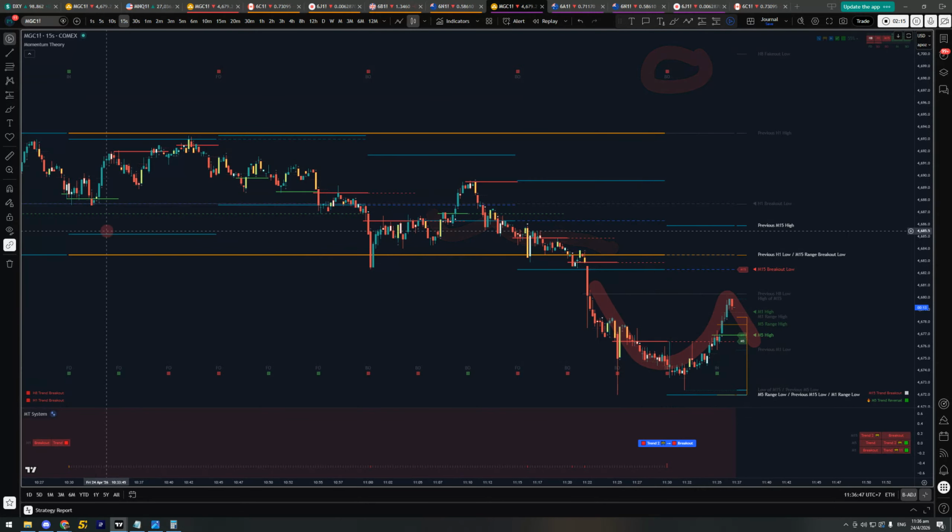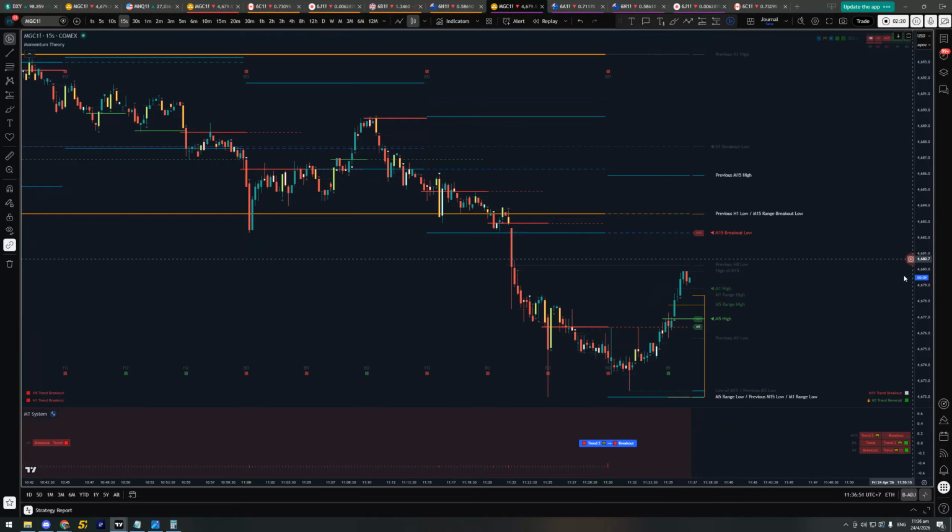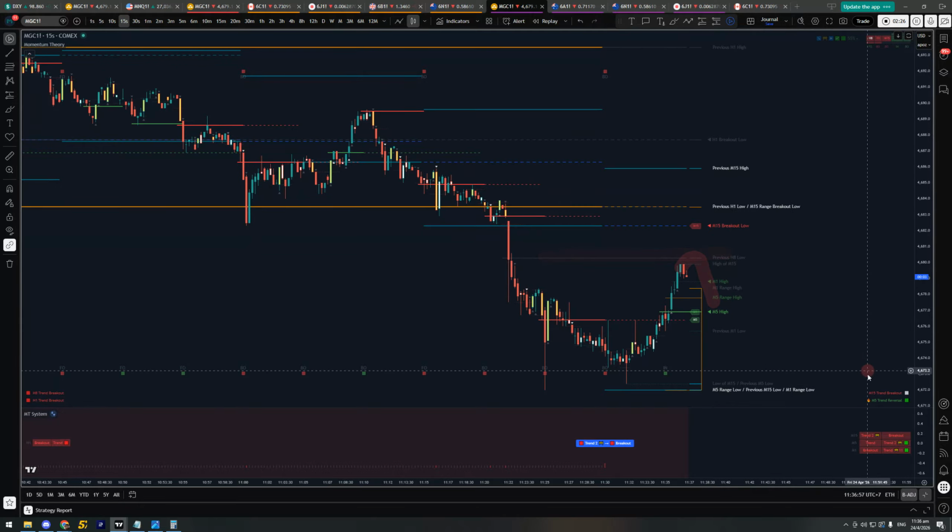So hopefully can find an entry here. It is doing what I want to see happen. I don't want it to get above the H8 low. Would rather it stay below that. So 4 more minutes until the 5-minute closes. I want to see that 5-minute bar get pushed up.